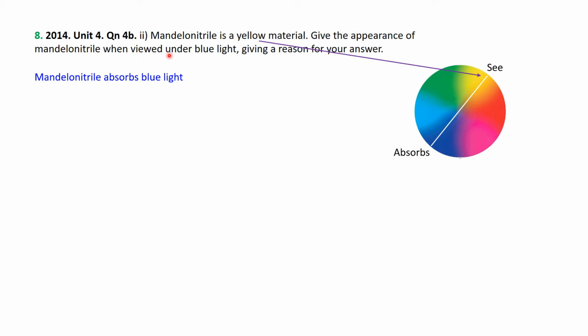Now, if we've just got blue light being shone on it and it absorbs blue light, then all the light is absorbed. All the other red, green, yellow and so on isn't there because we're looking at it under blue light. It absorbs the blue light. So when all light is absorbed, something looks black.